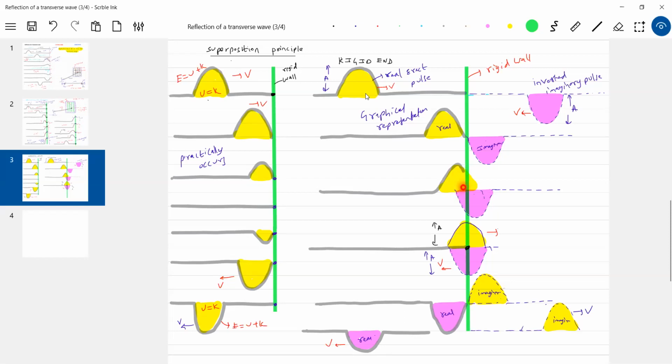So this will have plus 1.5 centimeter, 0.5. So this will be 1 centimeter. So that's why the rope will have some displacement. Like that, we can predict everything. Finally, what will happen? Now this will become real. This will be imaginary. This is a graphical method. The imaginary pulse, only when it crosses the wall, what will happen?